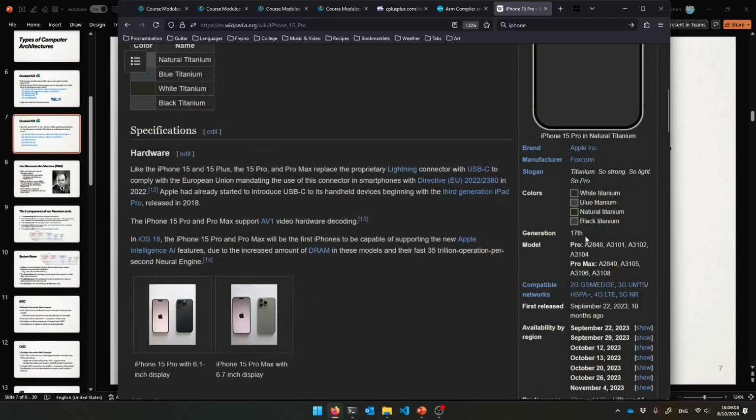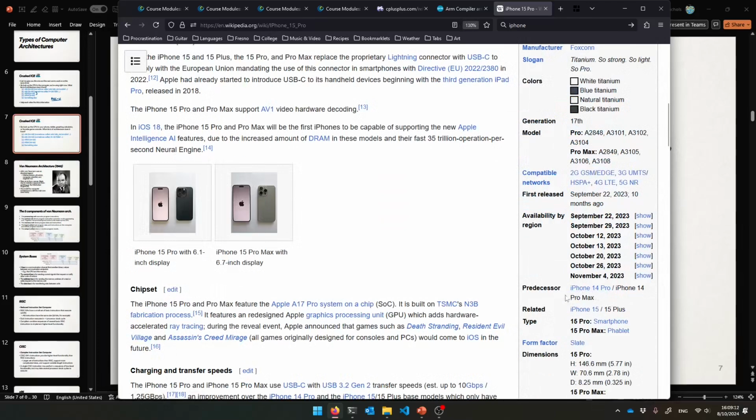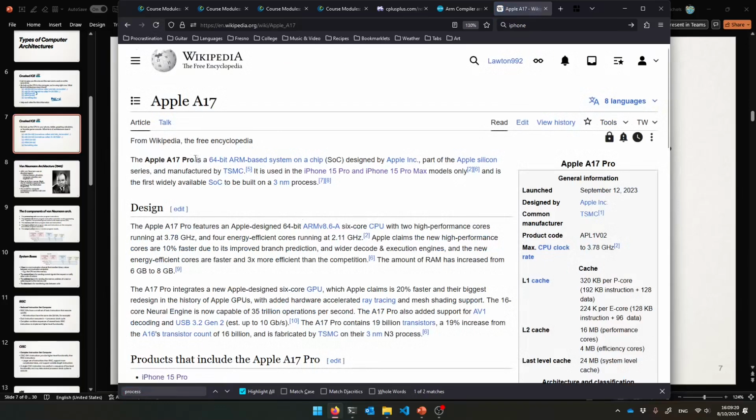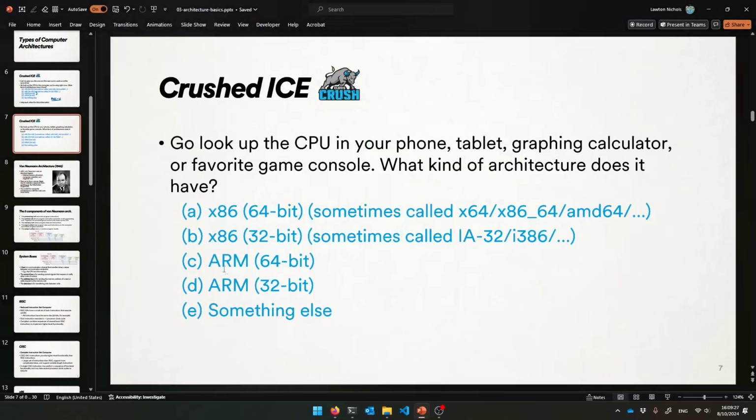If you zoom in, I guess, probably on this right bar, it tells you about the processor. Let's search for it. A17 Pro, system on a chip, it is a 64-bit ARM-based processor. Most phones these days, including Android, are going to use a 64-bit ARM processor, so that's a very likely one that you'll see. Hopefully this discovery was interesting to you.